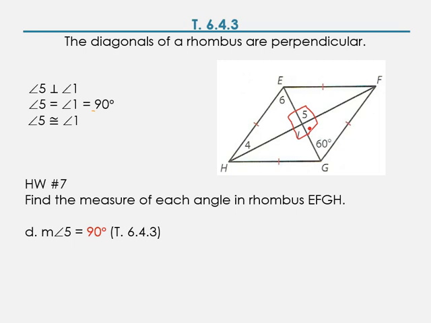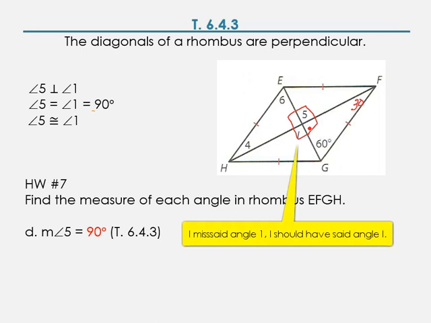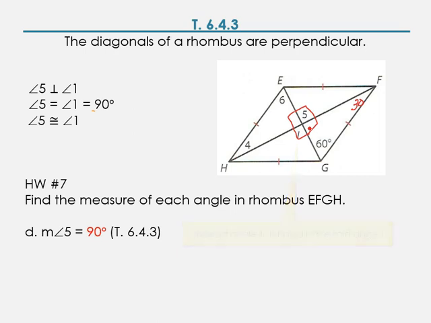As an example, in triangle FIG, you have a 90 degree angle and a 60 degree angle. That makes this a special 30-60-90 right triangle. So if angle 5 is perpendicular to angle 1, and angle 5 is 90 degrees, angle 1 will be 90 degrees because they're vertical angles, and also because of the definition of the rhombus.